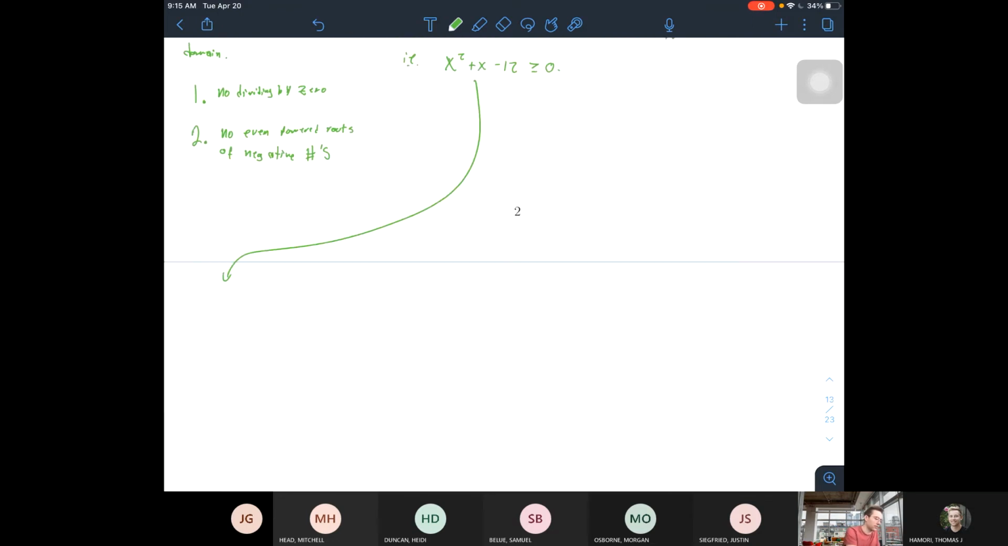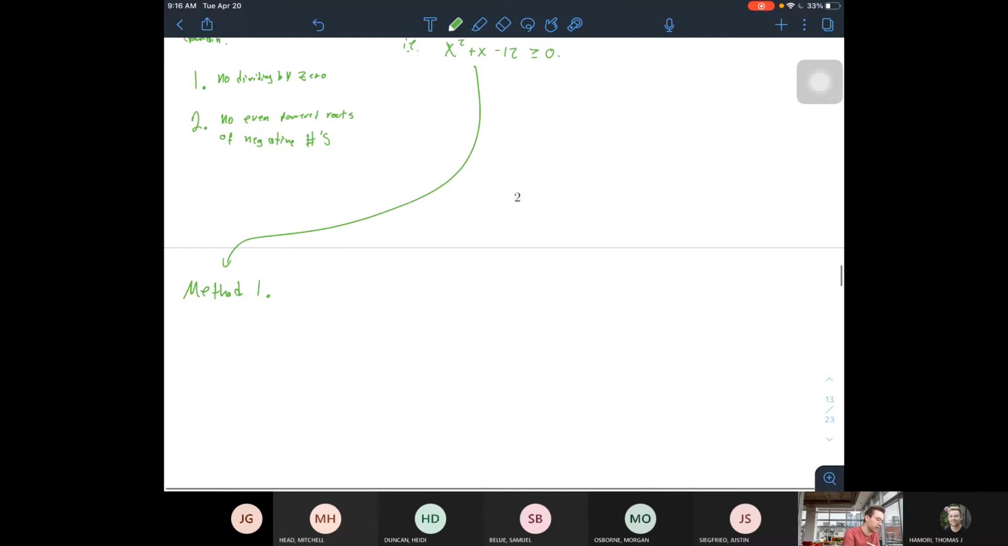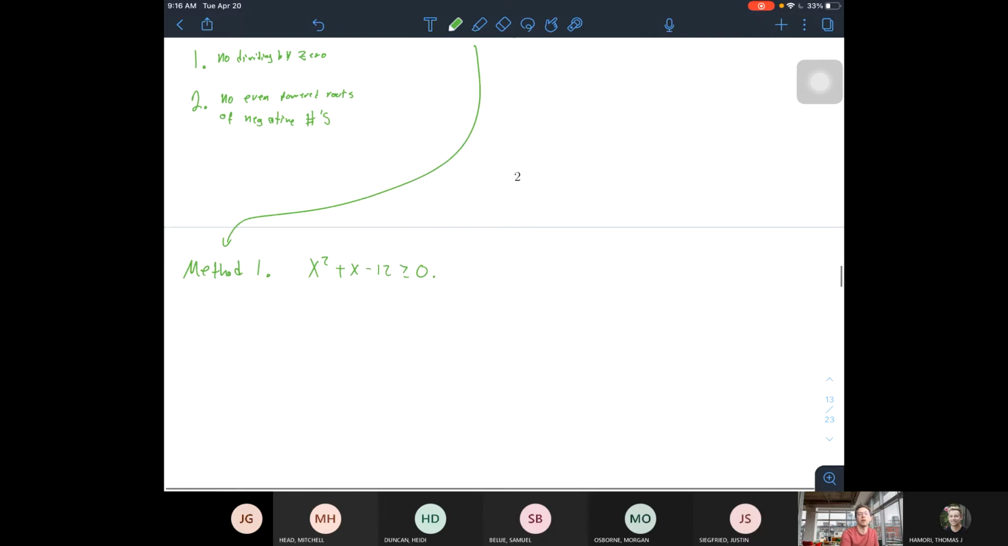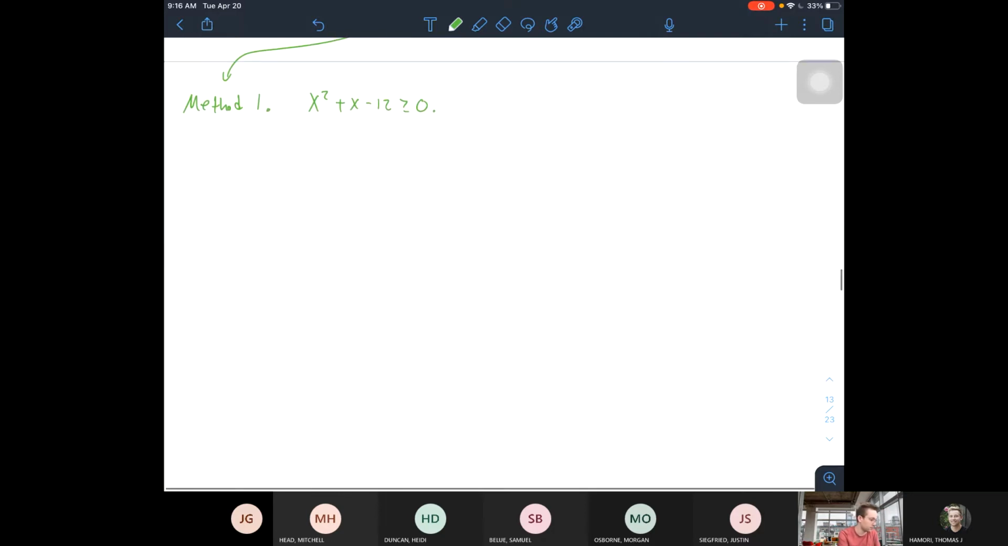So let me bring it down here and show you method one. Maybe someone can tell me one of the methods that we use for solving a quadratic inequality. How do we solve quadratic inequalities in general? Anyone have a method that they'd like to share?